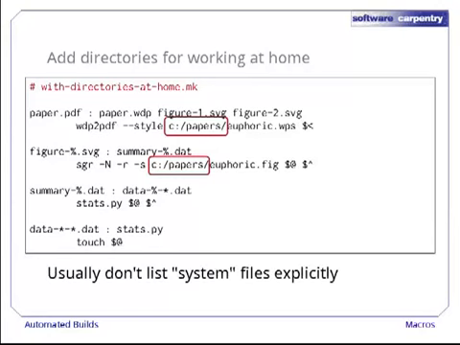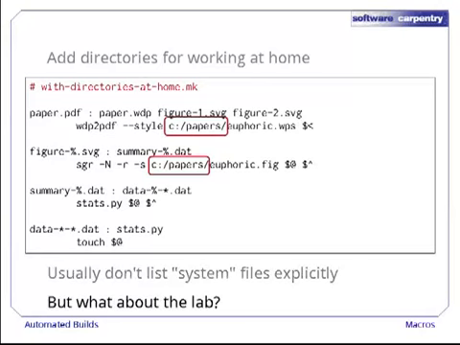Notice before we go on that we haven't explicitly listed euphoric.wps or euphoric.fig as prerequisites of paper.pdf or the two figures we're generating. Some people would include them just in case, but it's more common not to list dependencies on system files that are only updated when new packages are installed. But back to our problem.